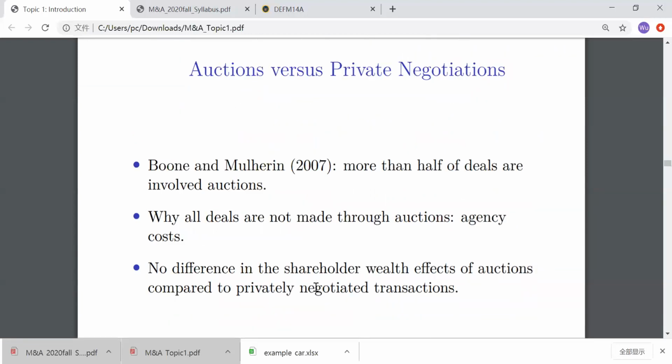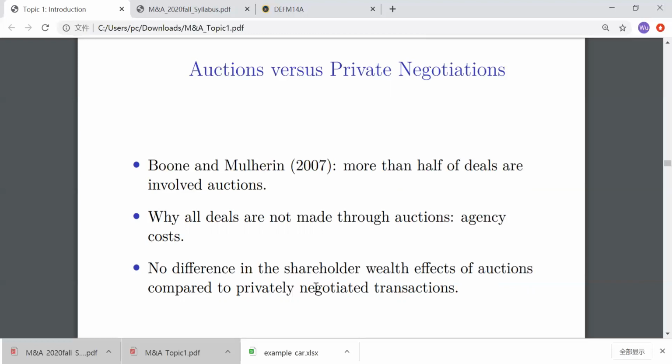The process of merger negotiation is also a little bit different when the deal is conducted using the auction process versus when a deal is conducted using one-to-one negotiation. This paper by Boone and Mulherin in 2007 defines what is an auction deal and what is a negotiation. They argue that when the number of bidders that sign a confidentiality agreement is bigger than one, this is an auction deal, right? A negotiation deal is simply one where only one bidder signed a confidentiality agreement, right? And what they find is that more than half of the deals are auctions, right? So this is the idea.